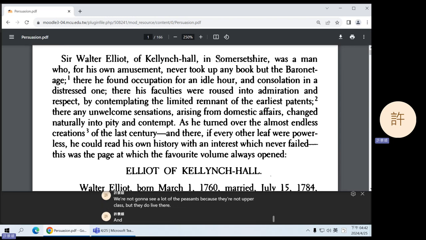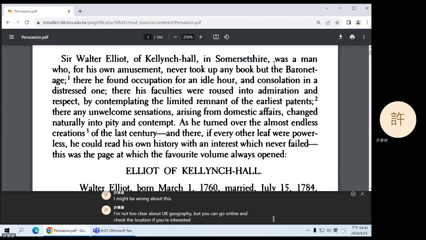And the general location is Somersetshire, which I believe is in the middle but eastern part of the UK. I might be wrong about this. I'm not too clear about UK geography, but you can go online and check the location if you're interested. English locations ending in "shire" are usually traditional geographical names.